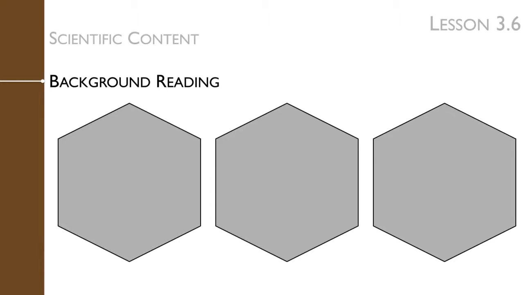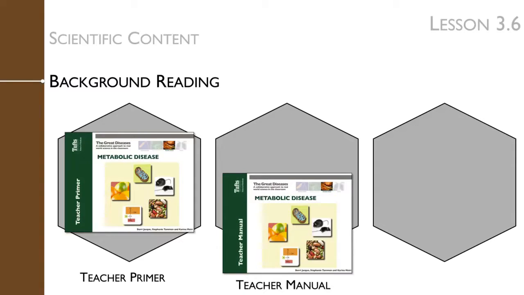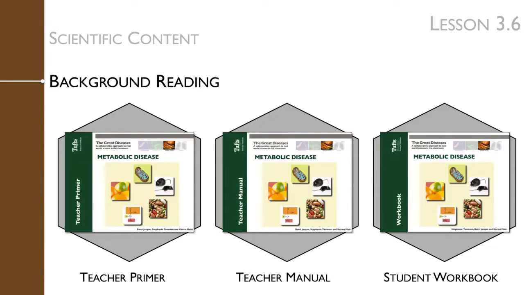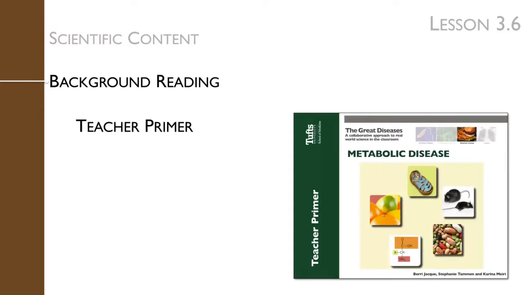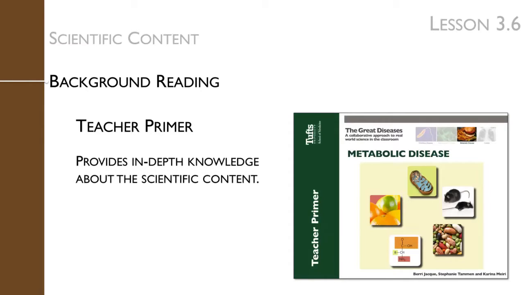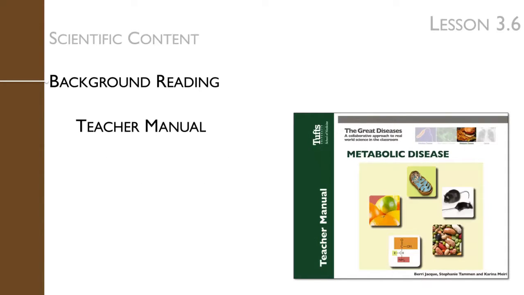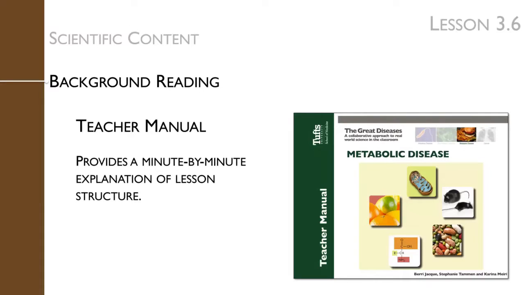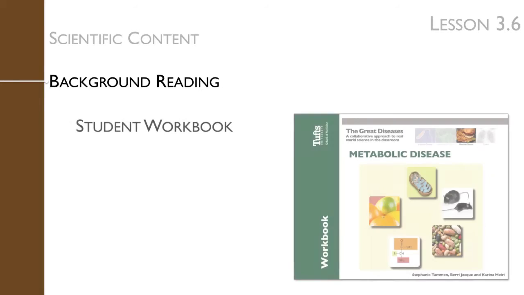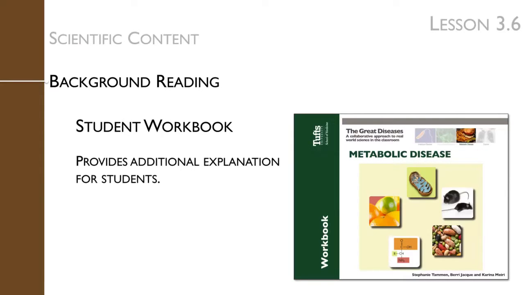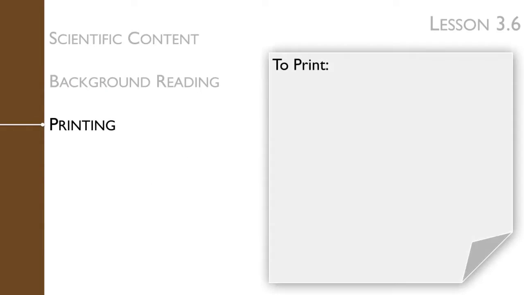You can review the scientific content in the background reading provided for you in the teacher primer, the teacher manual, and the student workbook. The teacher primer provides in-depth knowledge about the scientific content presented in this lesson. The teacher manual or lesson plan provides a minute-by-minute explanation of this lesson, including instructions on how to manage the discussion and the activity. The student workbook provides additional explanations for the students. You will need to print out one activity worksheet per student.